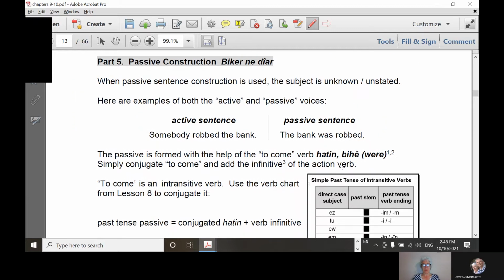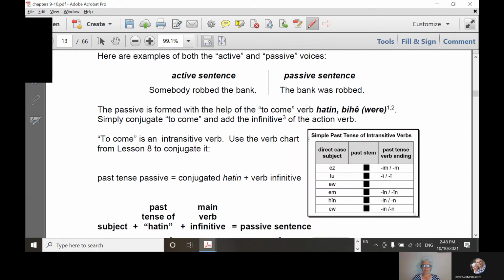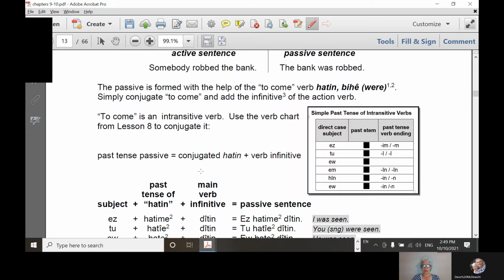Now, the passive is formed with the help of the verb to come in Kurdish, hatin, or behe wada, or be in Zaho. You simply conjugate to come and add the infinitive of the action verb. To come is an intransitive verb. You use the verb chart from lesson 8 to conjugate it. So here's your verb chart.